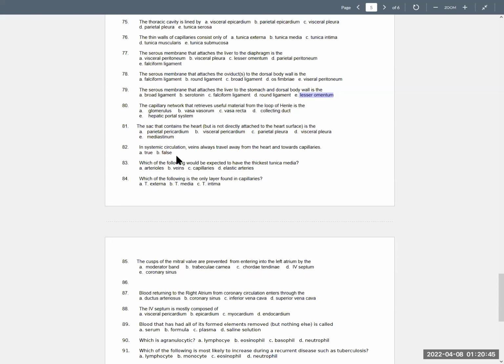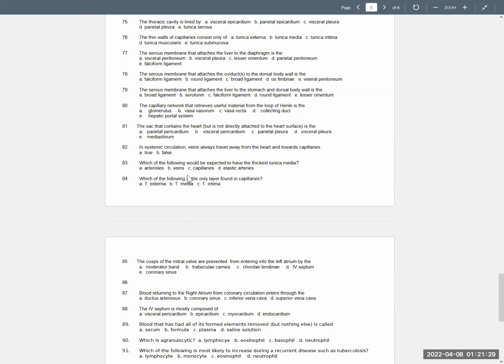82, in systemic circulation, veins always travel away from the heart and towards capillaries. You've got to get this one. False. It's false. I hope the rest of you are just being silent because we've gone over this one a couple of times. Arteries carry blood away from the heart. Veins carry blood towards the heart.